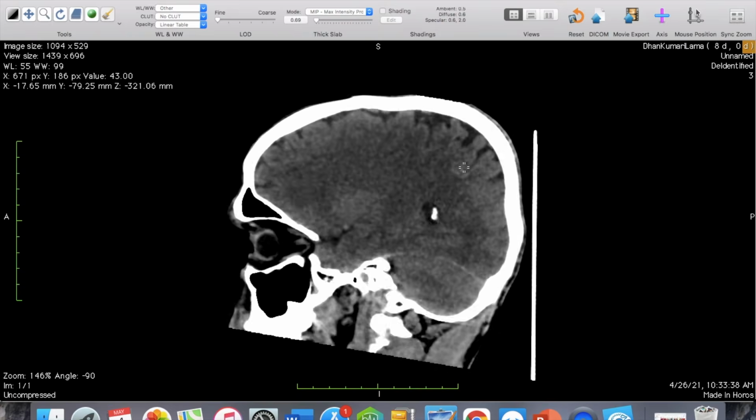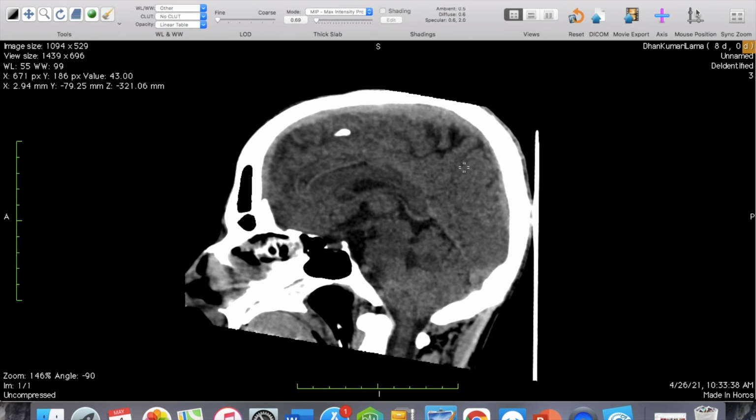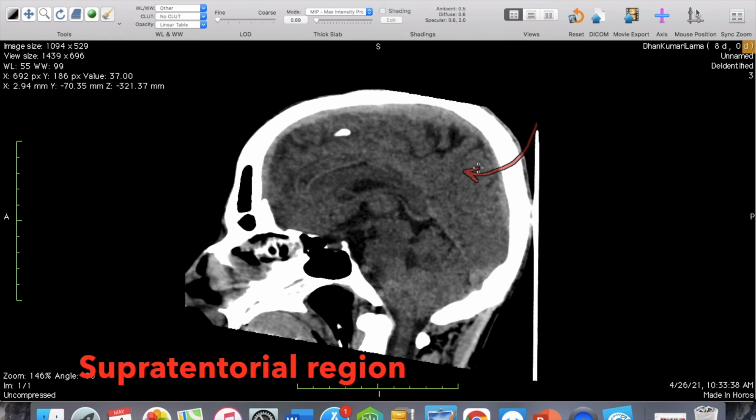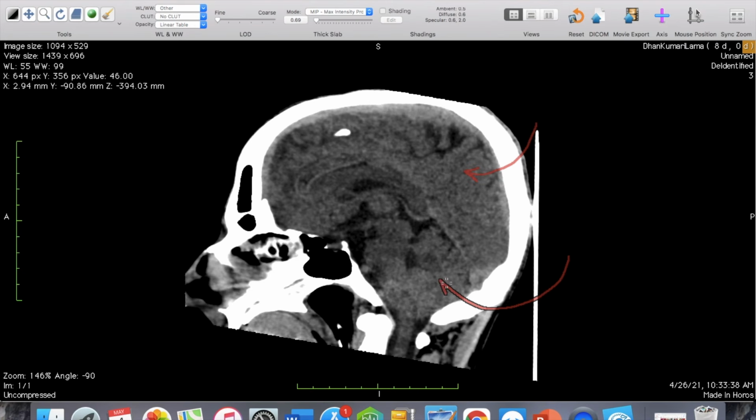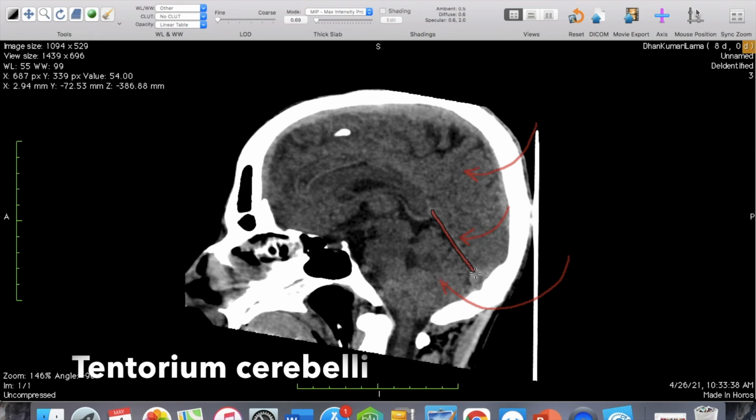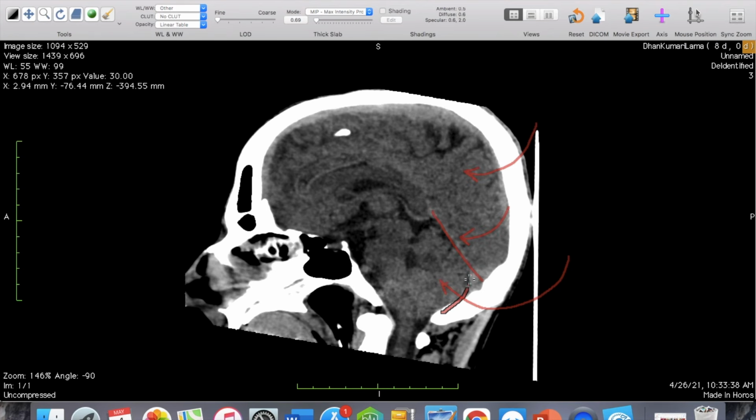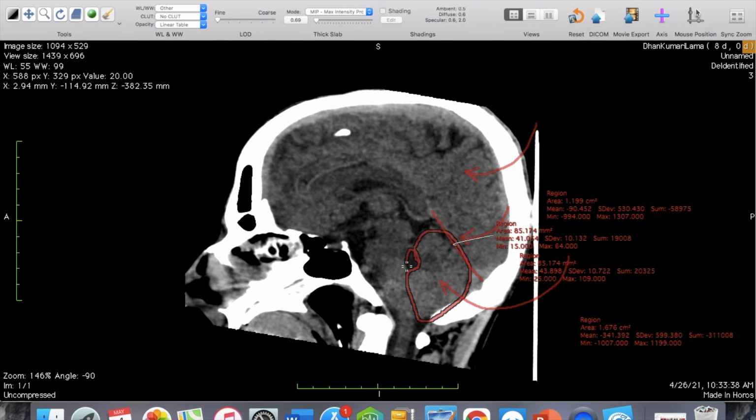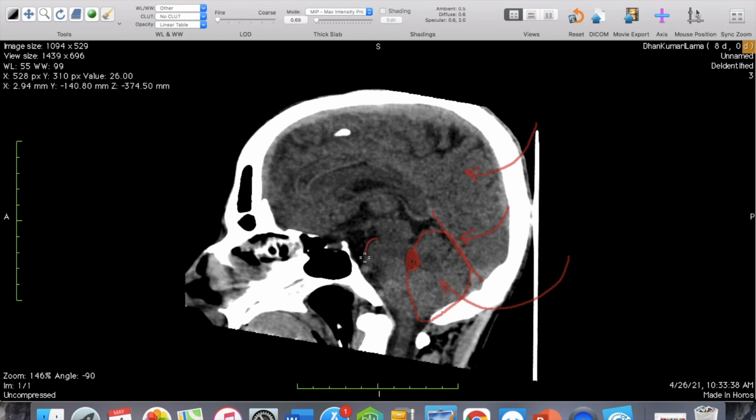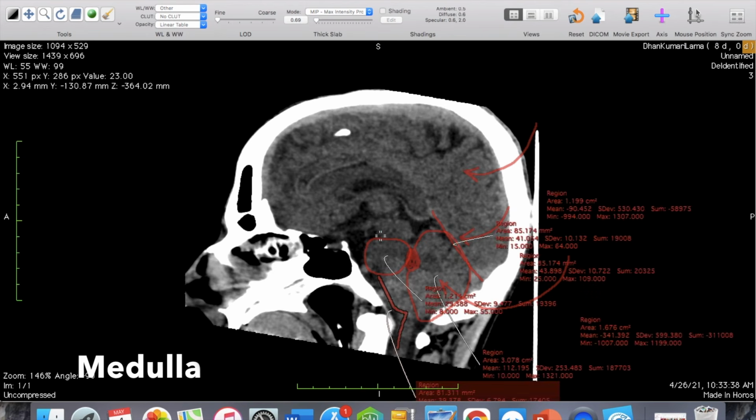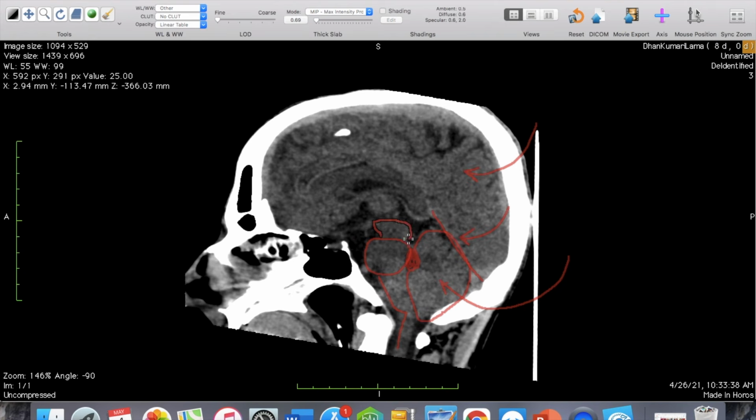If we focus on this sagittal image, we can see that the supratentorial region of the brain is separated from the posterior fossa structures by the tentorium cerebelli. This tent-like structure is the tentorium cerebelli. The posterior part is the cerebellar hemisphere. The central CSF structure is the fourth ventricle. The most bulbous part is the pons. Caudal to the pons lies the medulla, and cranial to the pons lies the midbrain.